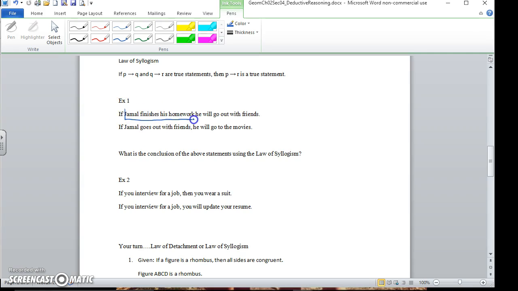If Jamal finishes his homework, he will go out with his friends. So there's P. If this happens, then he will go out with his friends. Now notice there wasn't even a then there, but you can see one implies the other. If Jamal goes out with his friends, so we already said that was Q, then he will go to the movies. That's a different one this time. So that's R. So we have P implies Q, Q implies R.